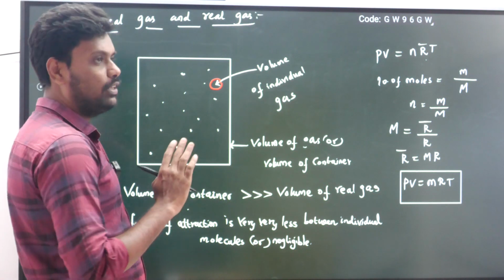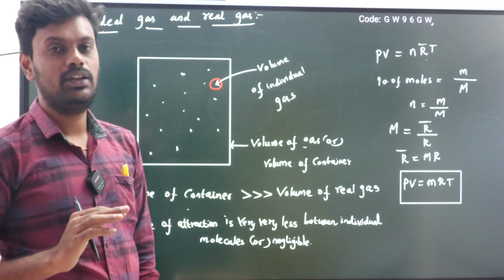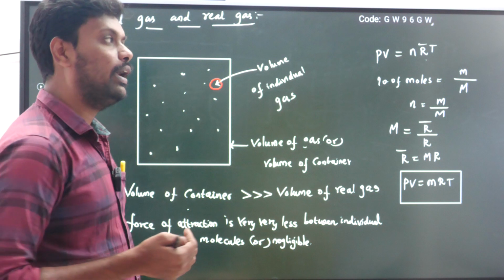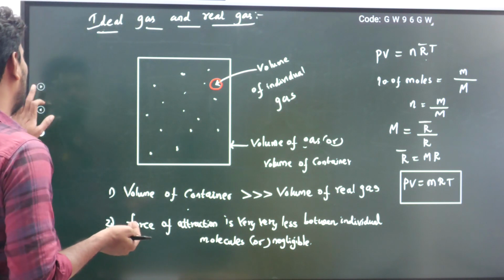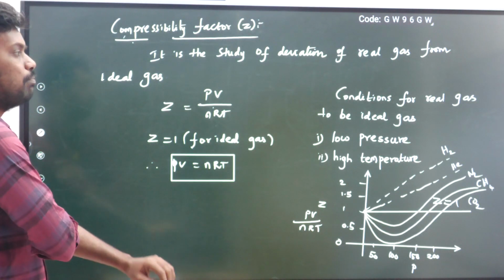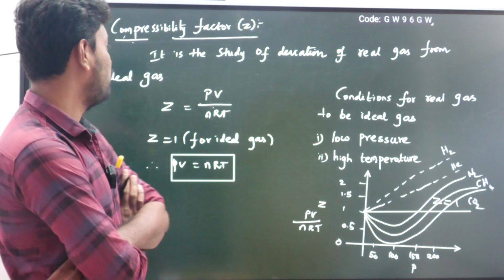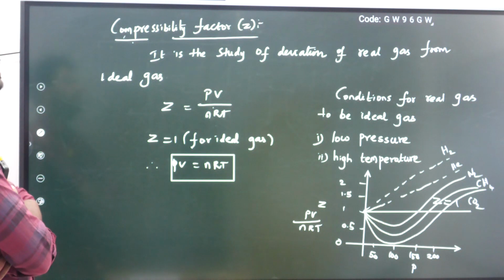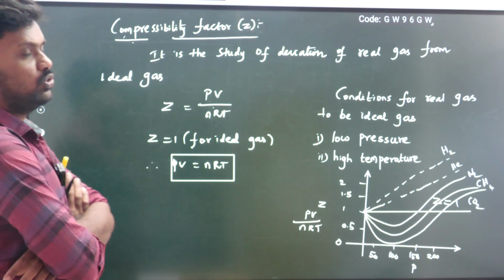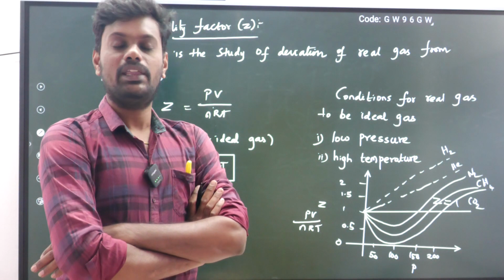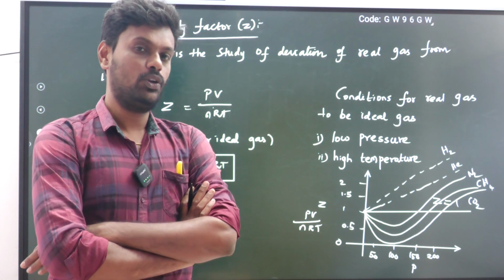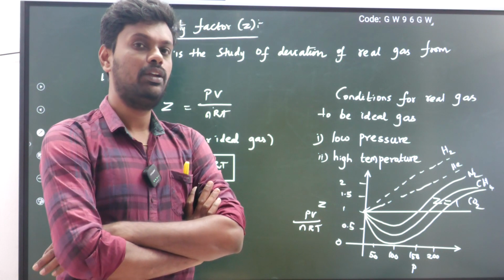Now I think you understand what an ideal gas and a real gas are. Again, I will define this further. Now we will see the compressibility factor. So what is the compressibility factor? The compressibility factor is the study of deviation of real gas from ideal gas. What we have studied so far is ideal gas; now we are going to study real gas in the compressibility factor.